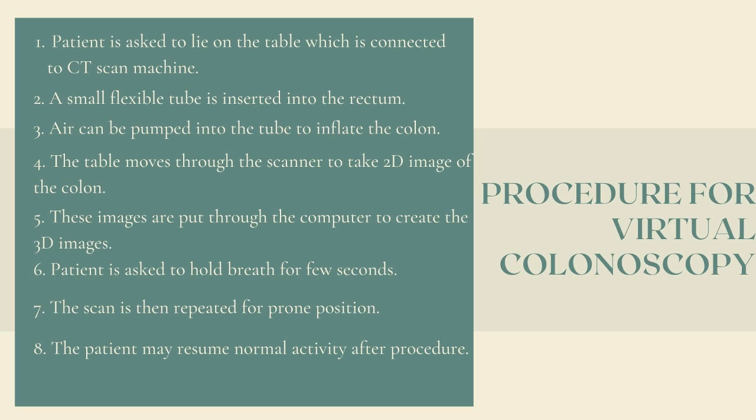After this is done, the patient will be asked to lie in the supine position. The table moves through the scanner to produce a series of 2-dimensional cross sections along the length of the colon. A computer program puts these images together to create 3D pictures that can be viewed on the monitor. To avoid distortion in the images, the patient is asked to hold their breath for a few seconds. The scan is then repeated with the patient lying in prone position.